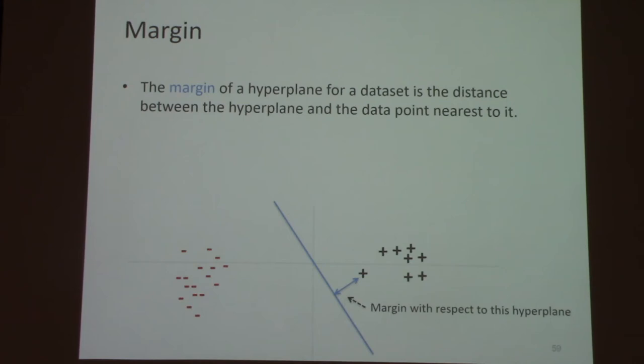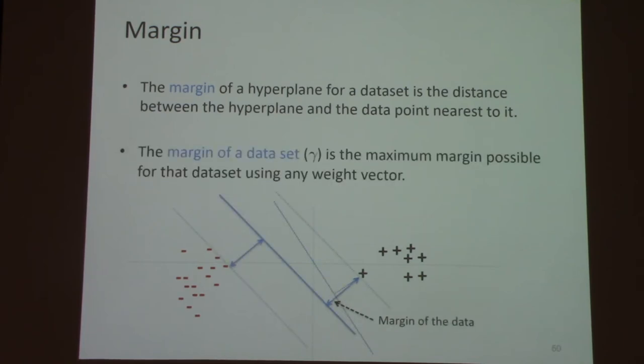So, given a labeled data set with the pluses and minuses and a hyperplane, intuitively, the margin of the data with respect to the hyperplane is simply the distance of the closest point. This distance here is closer than all other distances, and that's the margin of the data set with respect to this hyperplane. The margin of an entire data set, and the usual symbol for this is gamma, is the maximum possible margin.